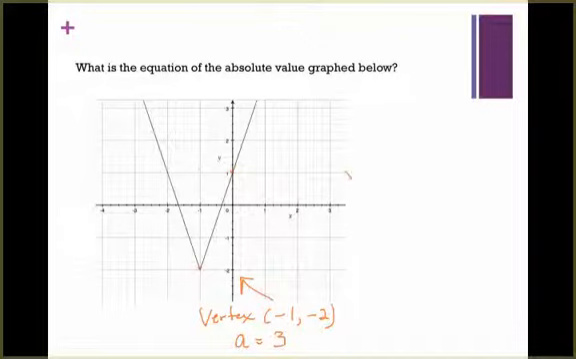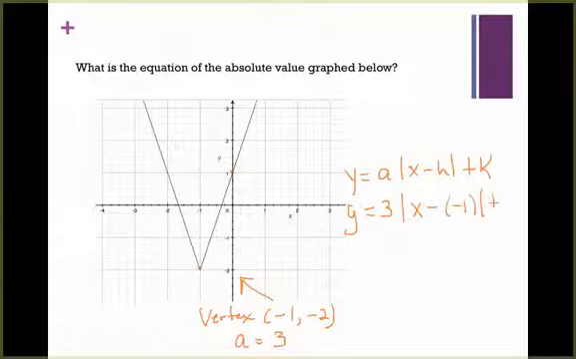So my equation becomes, remember we're looking for this general form, 3 times the absolute value of x minus -1, plus my k, which was -2. So just rewriting that, cleaning it up a little bit, we get 3 times the absolute value of x plus 1, minus 2.